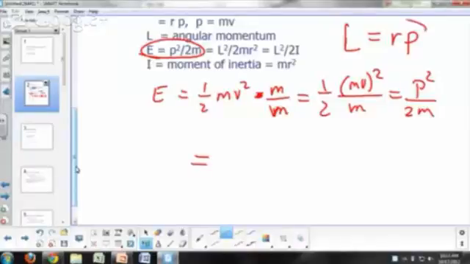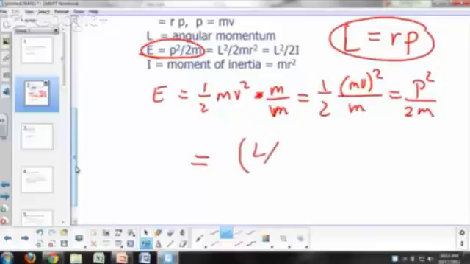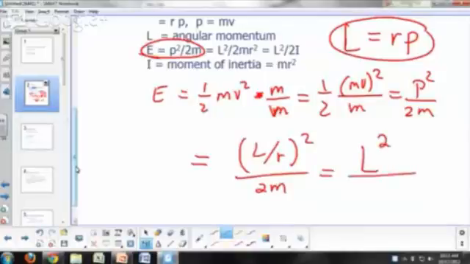Well, what is p in terms of L? It's L over r. So that's going to be L over r, squared, over 2m. So that's going to be equal to L squared over 2mr squared. What do we notice here? Your speed is constant, right? Your mass is constant, your speed is constant, so your total energy is constant.